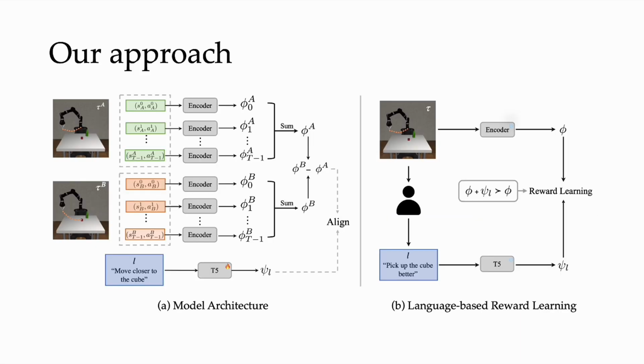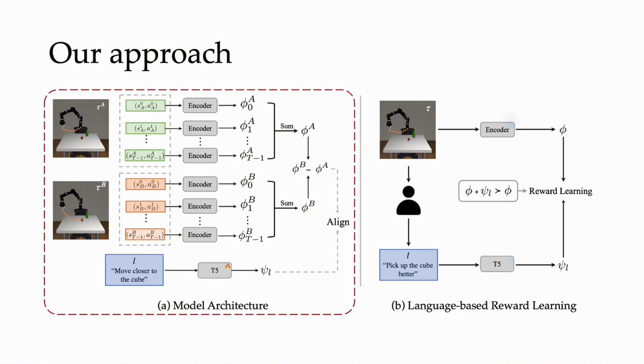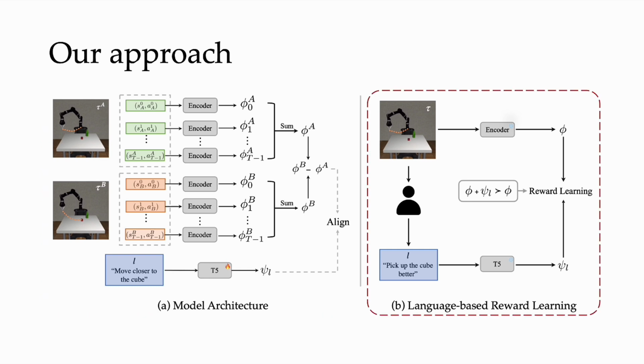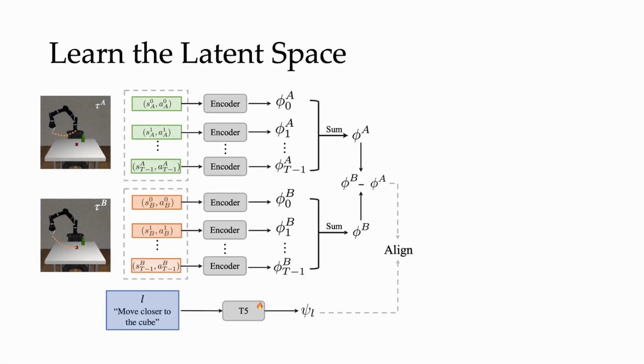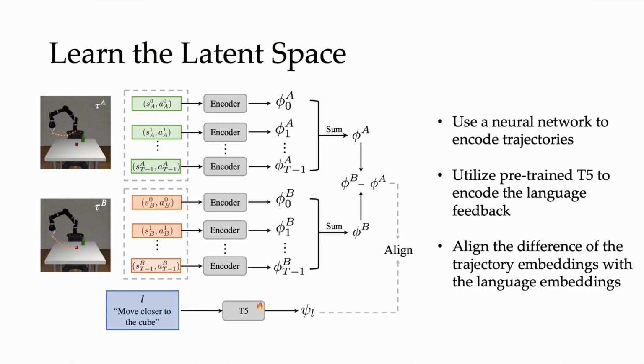To utilize comparative language feedback for reward learning, our approach consists of two stages. In the first stage, we learn a shared latent space for trajectory and language feedback. Then, in the second stage, we leverage the learned latent space to learn users' reward functions. Our training data consists of trajectory pairs and corresponding language feedback that depicts their difference in one feature. To learn the shared latent space of language and trajectory, we have a neural network trajectory encoder and a pre-trained T5 model. We then align the difference of the trajectories with the language feedback.